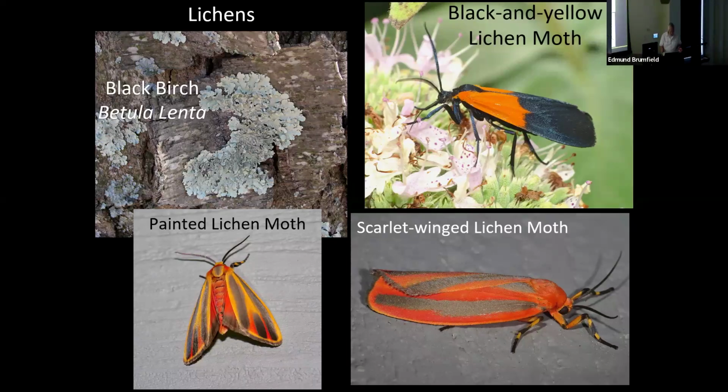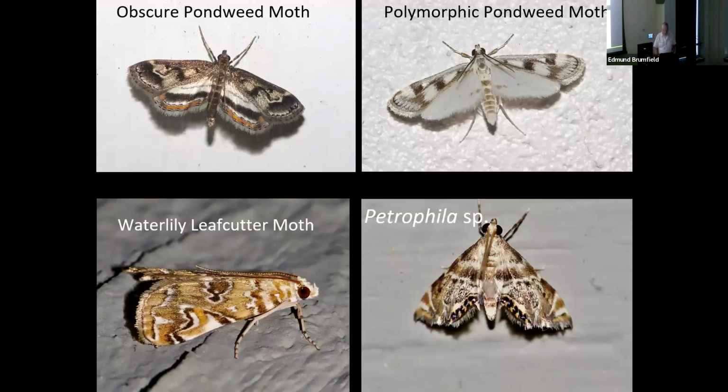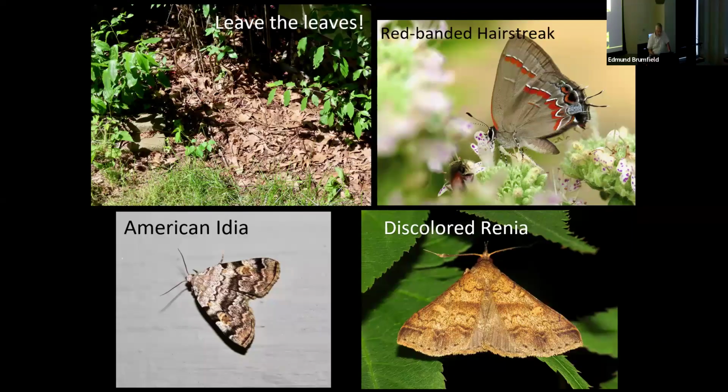So the black and yellow lichen moth is a day flyer. Frequently see that on mints just about this time of year. And then there's 2 other ones, the painted lichen moth and the less common scarlet winged lichen moth. If you have a water feature, great. There's aquatic moths, believe it or not. Shouldn't come as a surprise. And here are 4 examples of things that we've had in the yard routinely that are termed aquatic species.